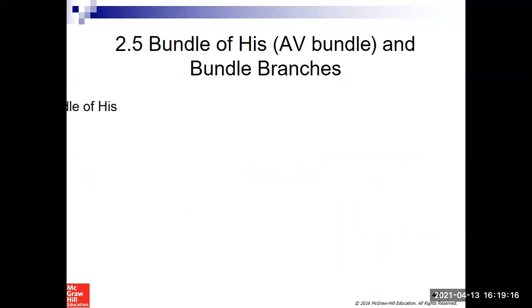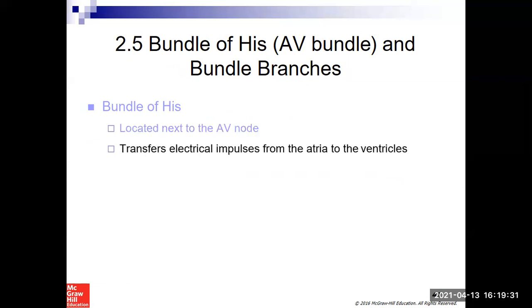Your bundle of His and bundle branches. The bundle of His is located next to the AV node. Just after that, you have the centerpiece that's beginning to head down the interventricular septum. It transfers electrical impulses from the atria to the ventricles. So from the atrium to the ventricles, we have this location we have to first pass through, which would be considered what? The bundle of His, or we say the AV node.